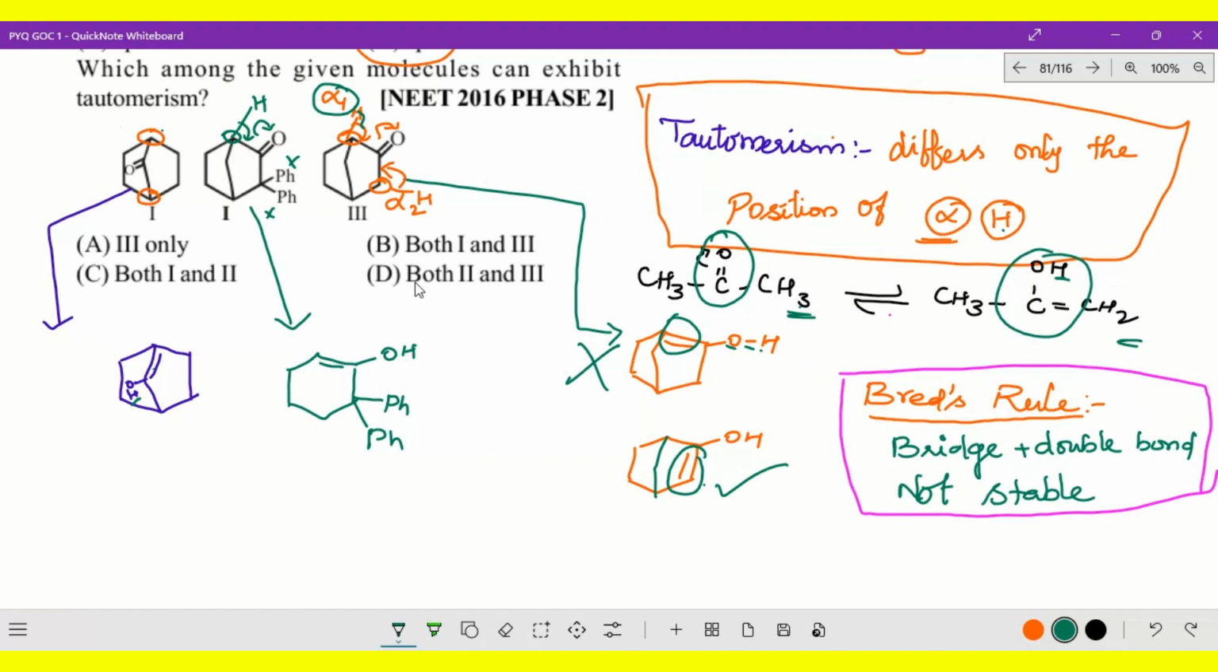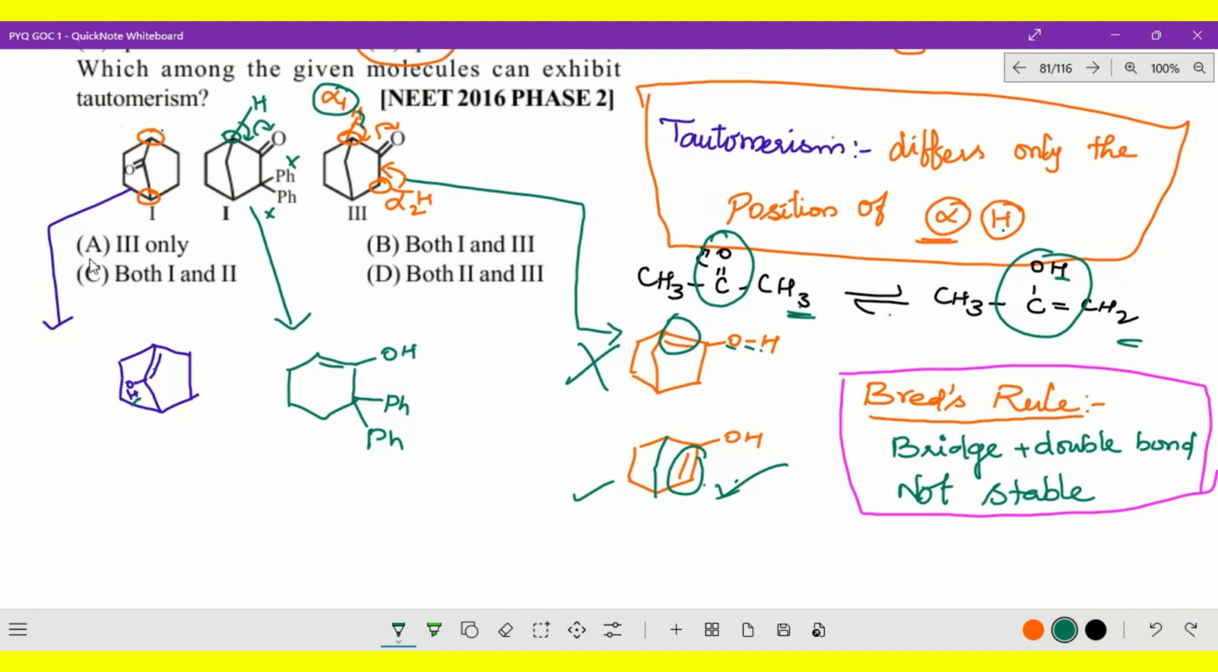In the third option, which is more stable? This side or this side? This side only it's stable. And one more point we have learned from Bredt's rule: here the bridge plus double bond are connected, so it is not stable, whereas this side it will be stable. So you have learnt another question.